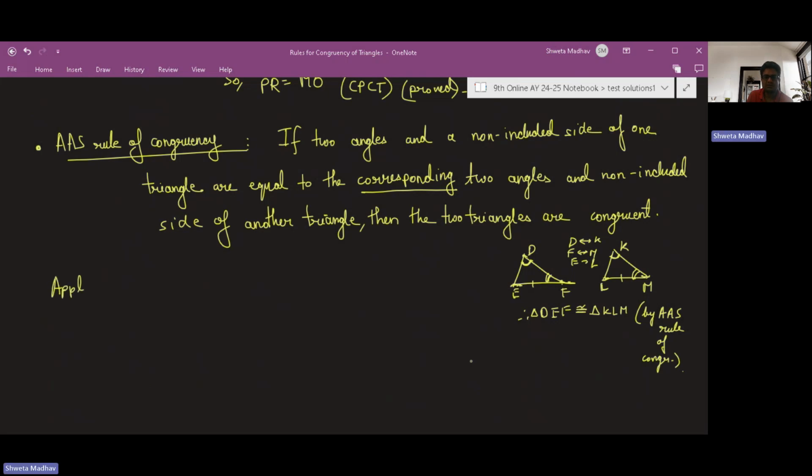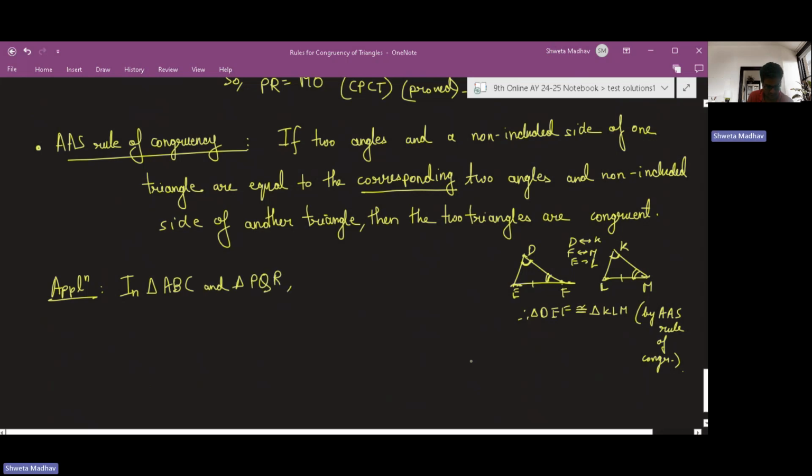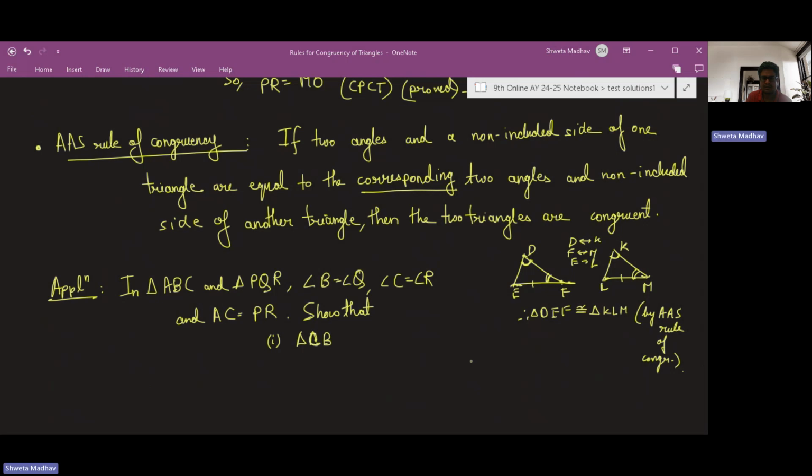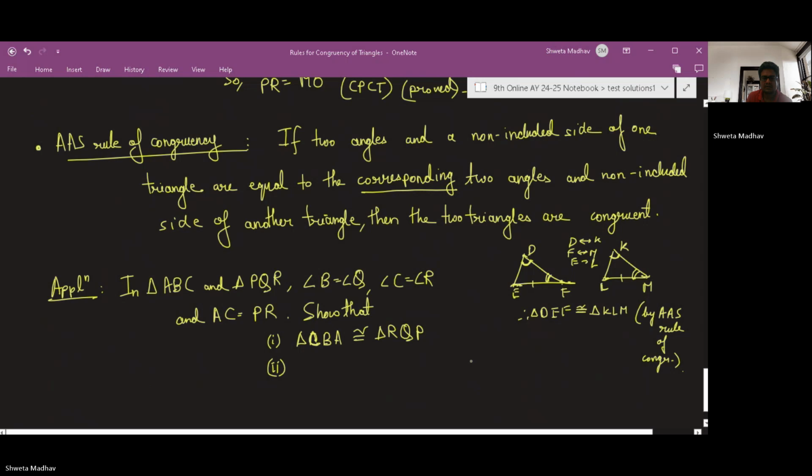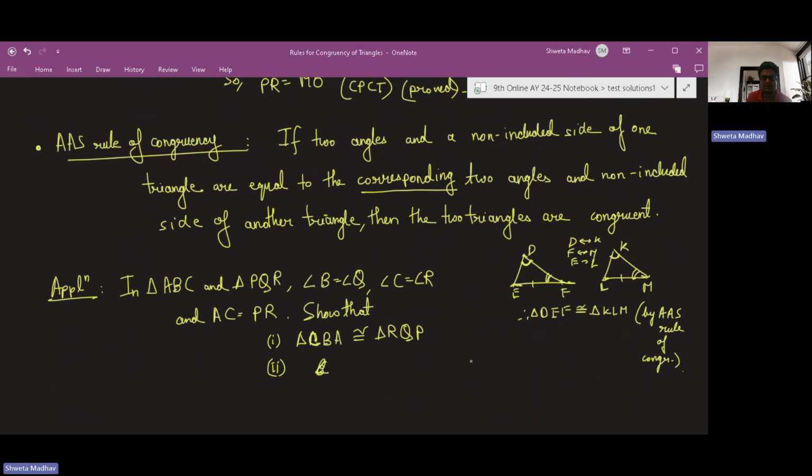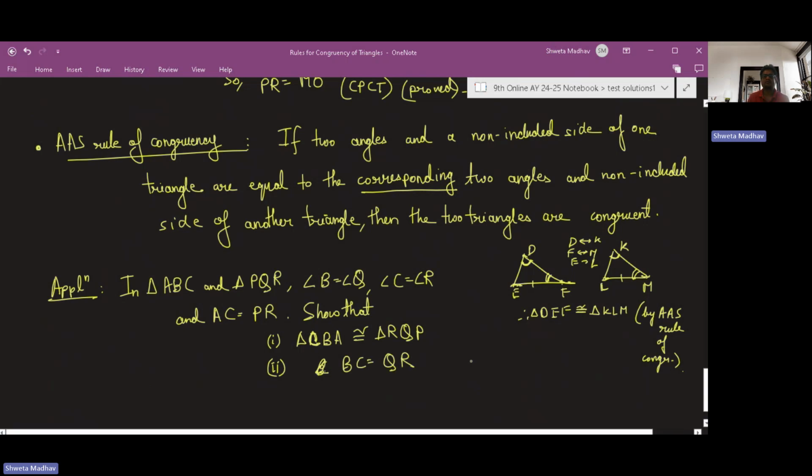So we can understand this rule by using one application. Suppose it is told that in triangle ABC and triangle PQR, angle B equals angle Q, angle C equals angle R, and AC equals PR. Then show that, first, triangle CBA is congruent to triangle RQP, and the second part is that BC is equal to QR. That also you have to prove.